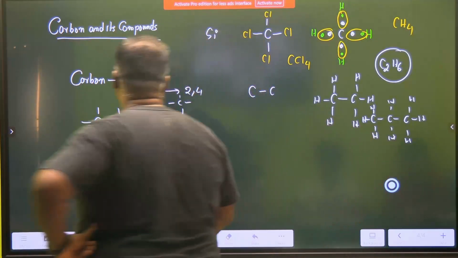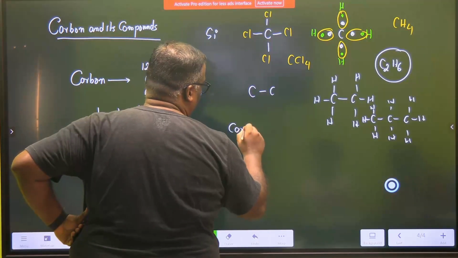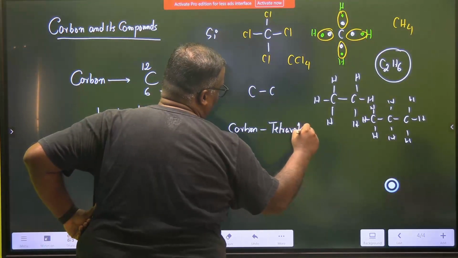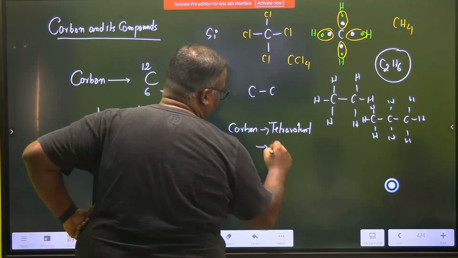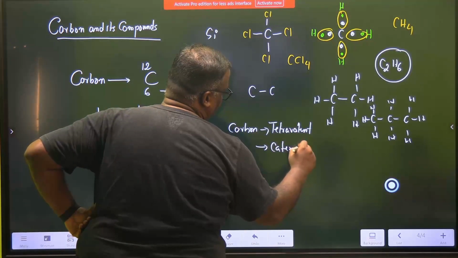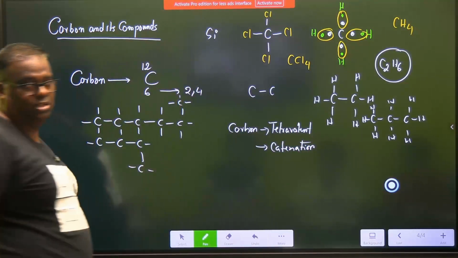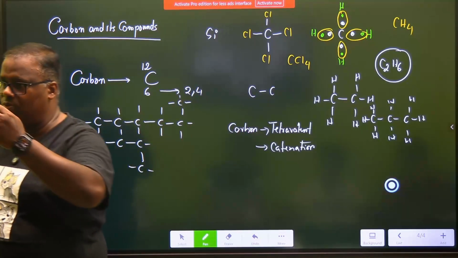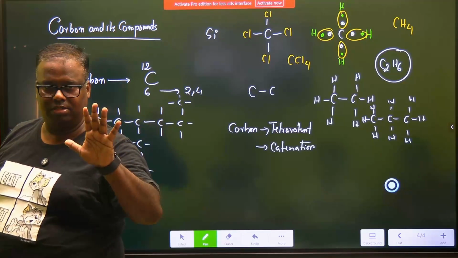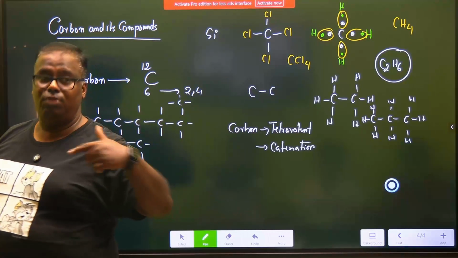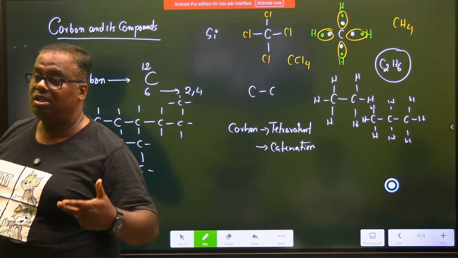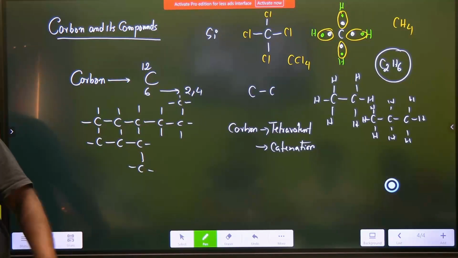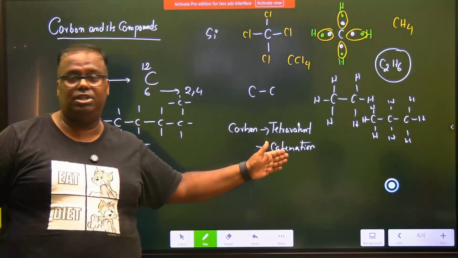So here we use two words. We say that carbon has a valency of 4. So the word we use is called tetravalent. Carbon is tetravalent. And we use another word called catenation. So let's understand what is tetravalent. Tetravalent means when your valency is 4, we call it tetravalent. Silicon is also tetravalent. Catenation is the phenomenon by which an atom can link with itself and form large chains of stable compounds. Silicon does not exhibit catenation.